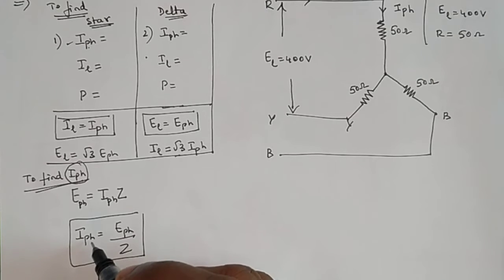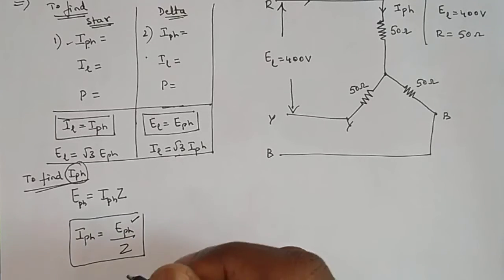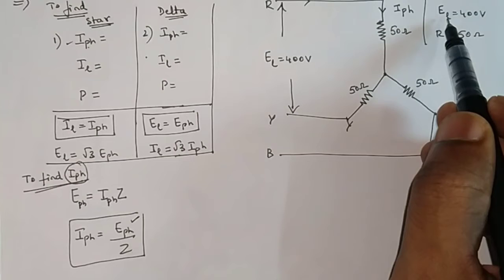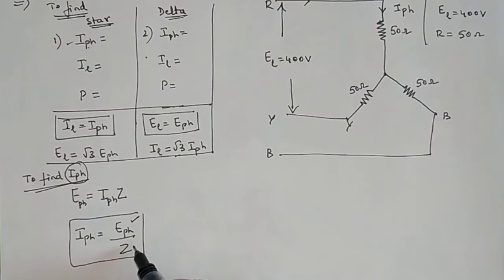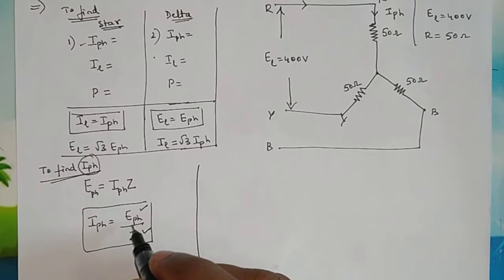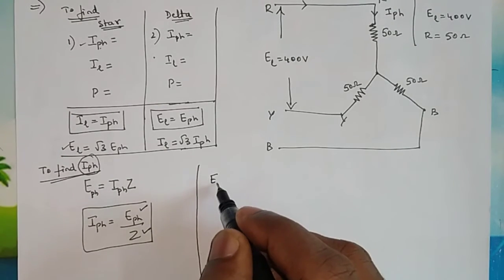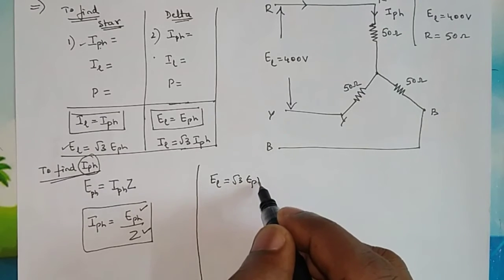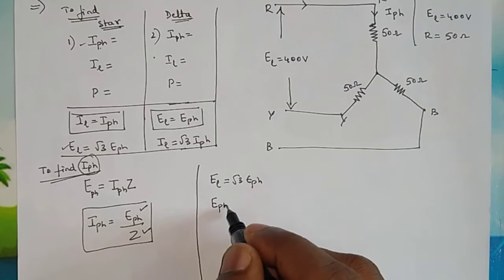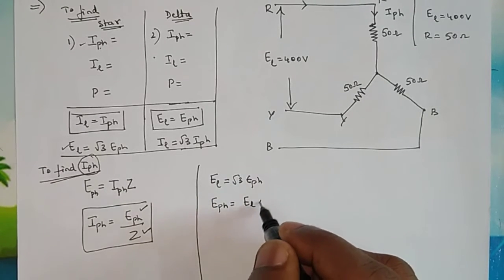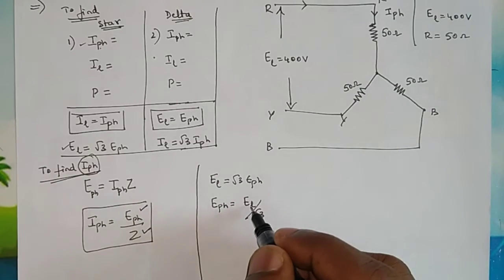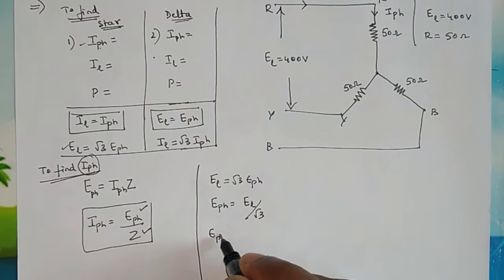To find out phase current, E phase is not given, only line voltage is given. Moreover, impedance is also not given. So I need to find out these two parameters first in order to find out phase current. First thing I will find out phase voltage. To find out phase voltage, you know the relation under star. Write down the relation EL is equal to √3 E phase. From this formula I will rearrange for E phase. E phase will be equal to EL divided by √3. EL, line voltage, is given. So if I substitute, I'll get the answer.